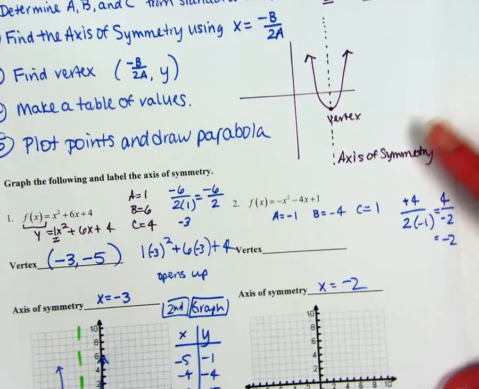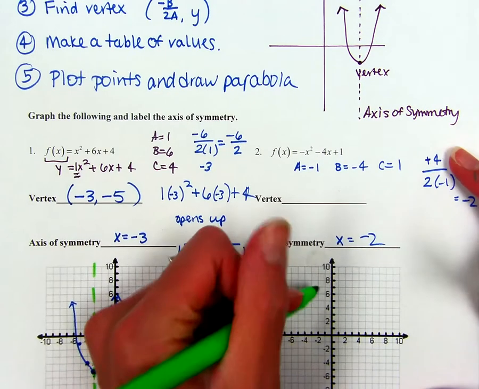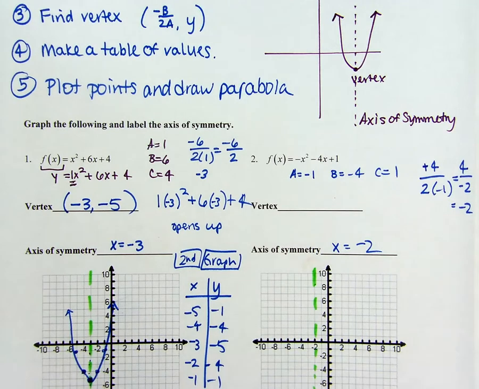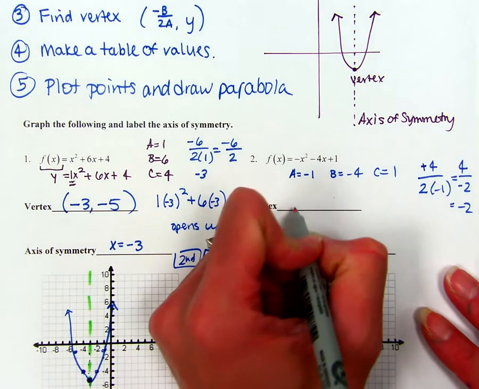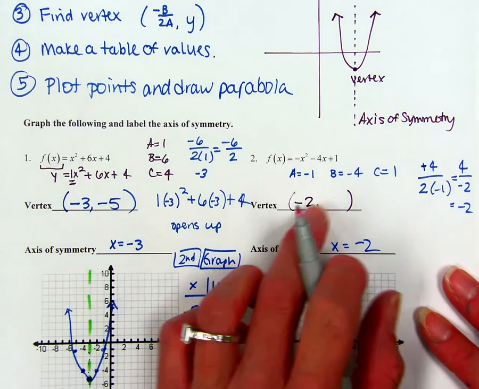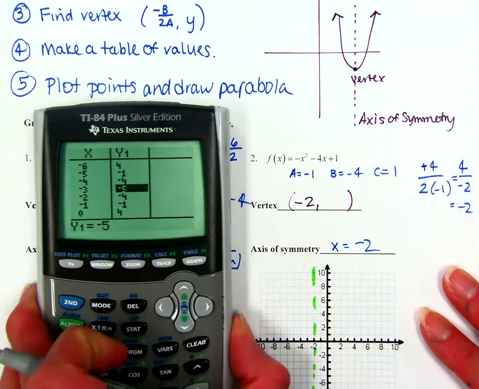So this time I'm going to draw that on my graph first. I'm going to draw in negative 2. And I know that half my parabola should be on the left side and half my parabola should be on the right side. So I know that my vertex is going to be negative 2 comma something, and in order to find that, I'm going to take this value and substitute it in for x.